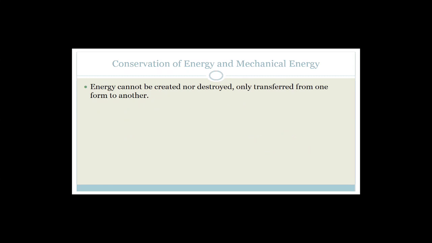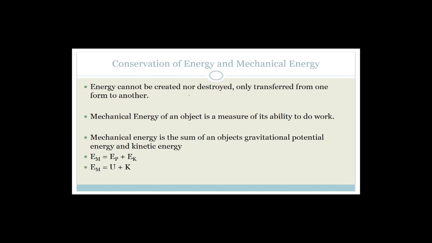Okay, so like we have said before, energy is conserved. Energy cannot be created nor destroyed. It can only be transferred from one form to another. That's very, very important. Energy can only be transferred from one form to another. Mechanical energy is the ability of an object to do work. So what we say is mechanical energy is the sum of the object's gravitational potential energy and kinetic energy.